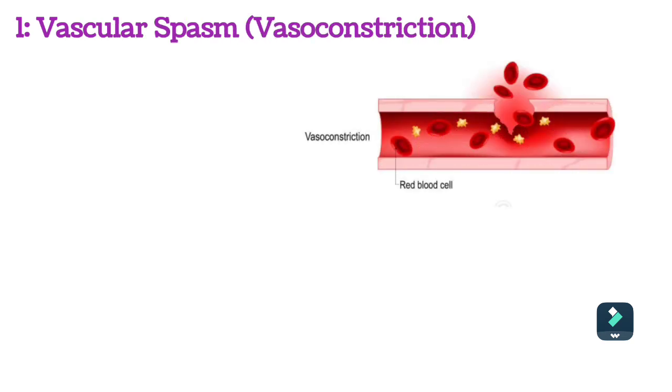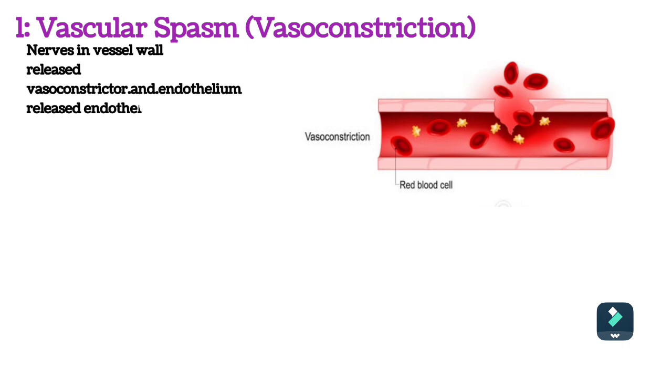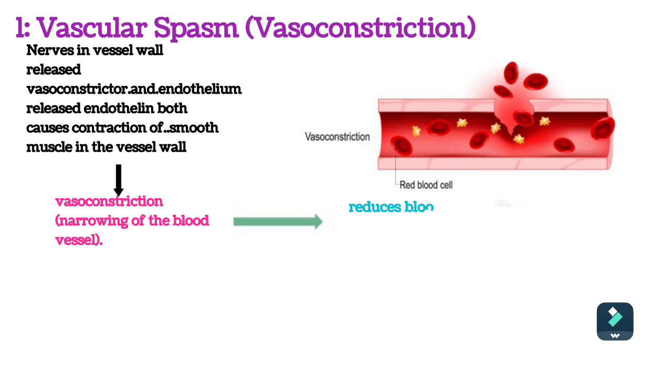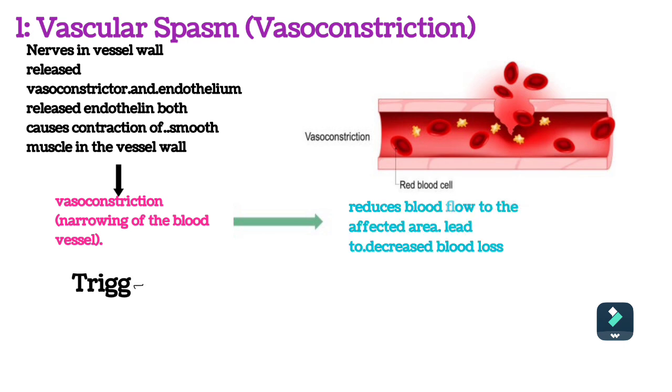Vascular spasm, step 1 of hemostasis. When a blood vessel is injured, the nerves in the vessel wall release vasoconstrictors, and the injured endothelium releases endothelin. Both of these cause the contraction of the smooth muscle in the vessel wall. This leads to the constriction of the injured blood vessels, reducing blood flow to the injury site and decreasing blood loss.